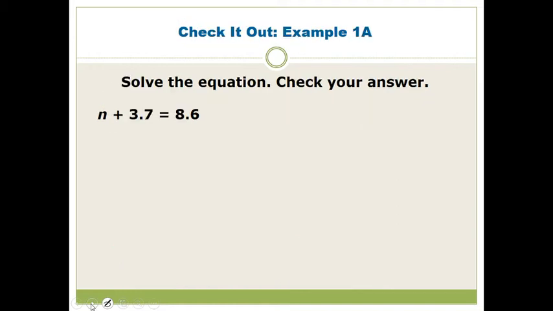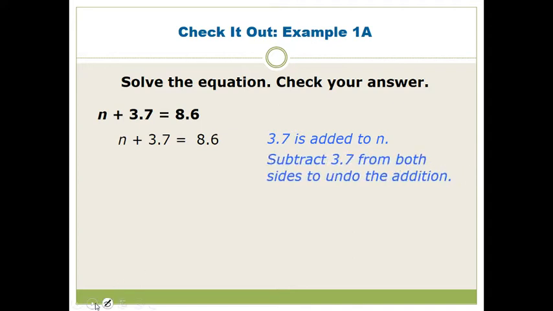All right, so here's our last type of problem that we're going to investigate in this course. Solve the equation here and check your answer. We have some number being added to 3.7, and that equals 8.6. So find that number. So you ask yourself, what is being done to the variable? Well, we're adding 3.7 to it, so we need to undo that by subtracting 3.7 from both sides. All right, so we subtract 3.7 from both sides of the equation. That's how we get the variable all by itself.